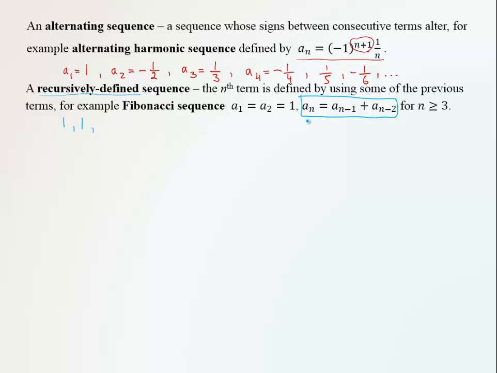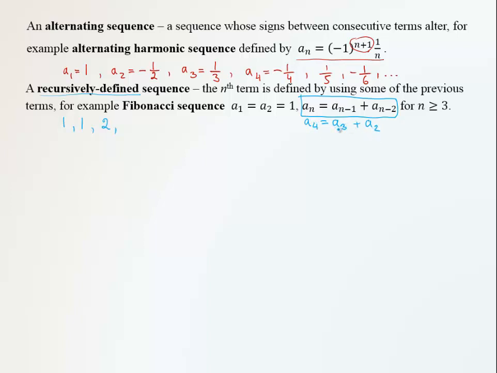So particularly for n equals 3, this will be a3, but that's 3 minus 1, so it's really a2, and this is 3 minus 2, so it's really a1. Oh, but we know what a2 and a1 are. Those are our previously defined terms. So it's just 1 plus 1, making it 2. And the following term we recover by saying, okay, a4 is the same as a3 plus a2.